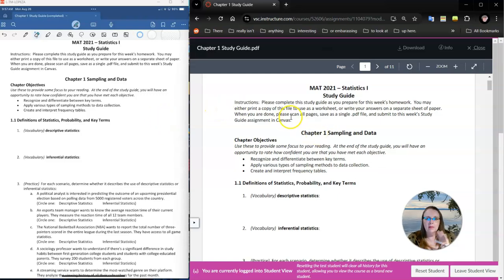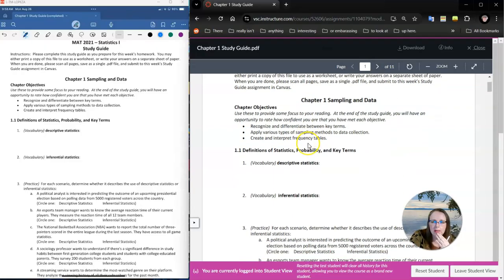So look at the instructions. The instructions say complete it as you get ready for the homework. You can, exactly what I said, print out a copy to use as a worksheet or write your answers on separate paper. When you're done, you're going to scan all of the pages, save it as a single PDF, and submit it to this week's study guide assignment. So that's the general process. Those instructions are going to be the same for all of the study guides.